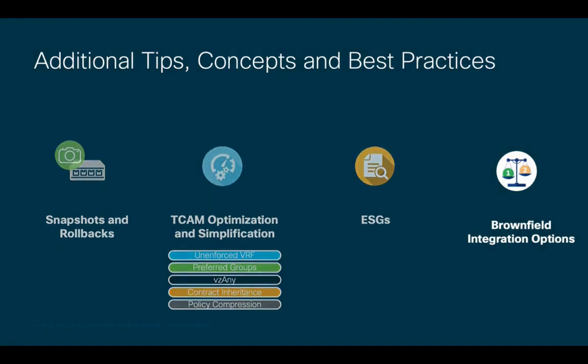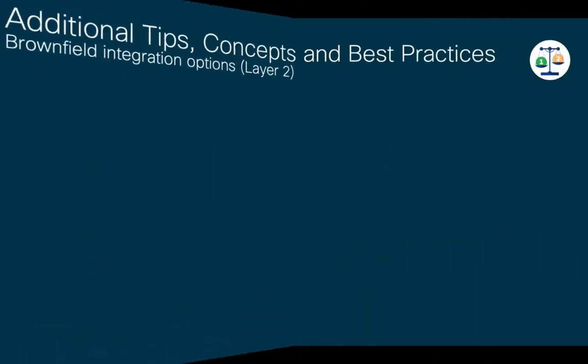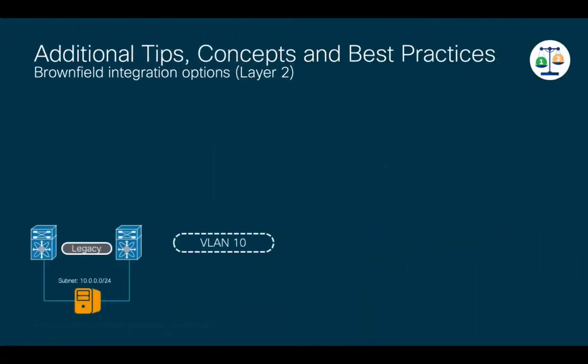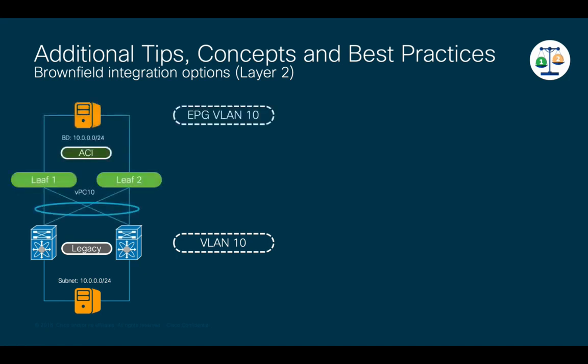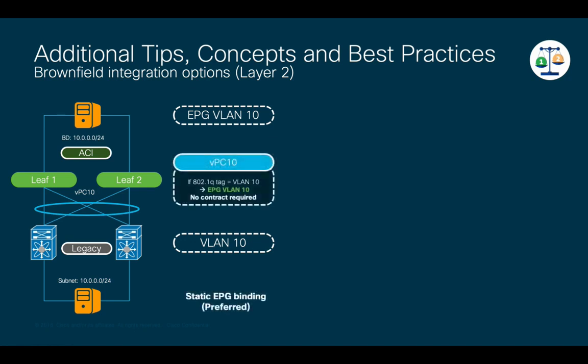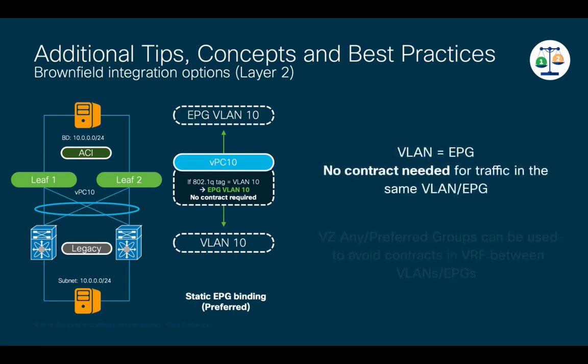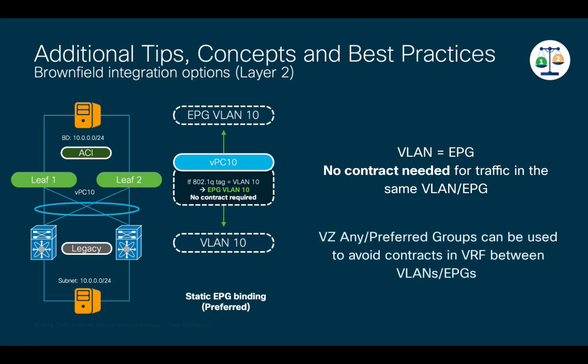Finally, when integrating legacy networks to ACI, we cover the static EPG binding as the preferred method to extend a VLAN on the legacy side into ACI. This is achieved by classifying incoming traffic based on the interface where traffic is being received, along with its VLAN ID. This is very convenient for migration scenarios as well, since no contract is required. Keep in mind, VCNE and preferred groups could also be used for migration purposes.